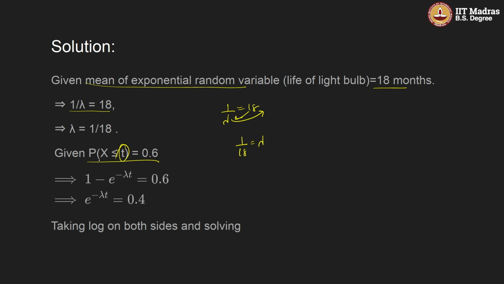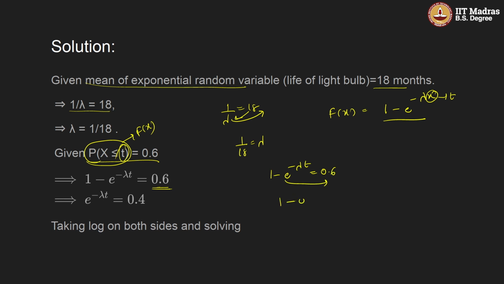So first of all, this is the CDF, and CDF of an exponential distribution is given as 1 minus e raised to the power minus lambda x, right? So here instead of x we are putting t. So 1 minus e raised to the power minus lambda t will be equal to 0.6. This will come here, so 1 minus 0.6 equals e raised to the power minus lambda t. 1 minus 0.6 is 0.4 equals e raised to the power minus lambda t.